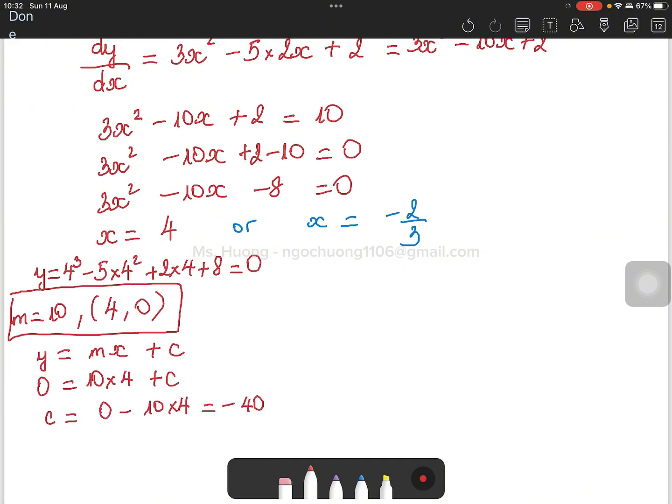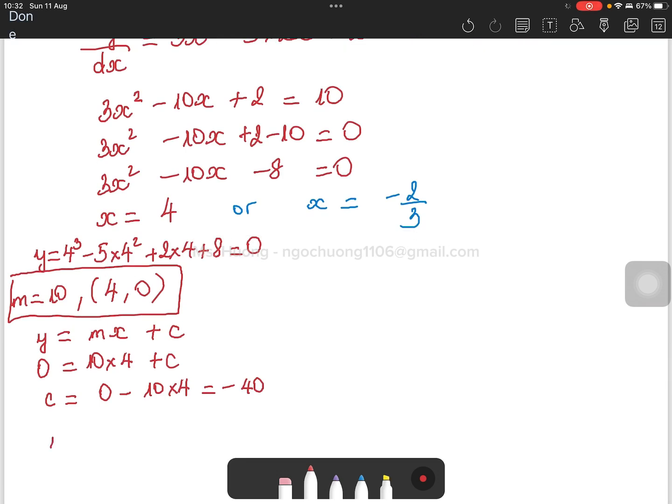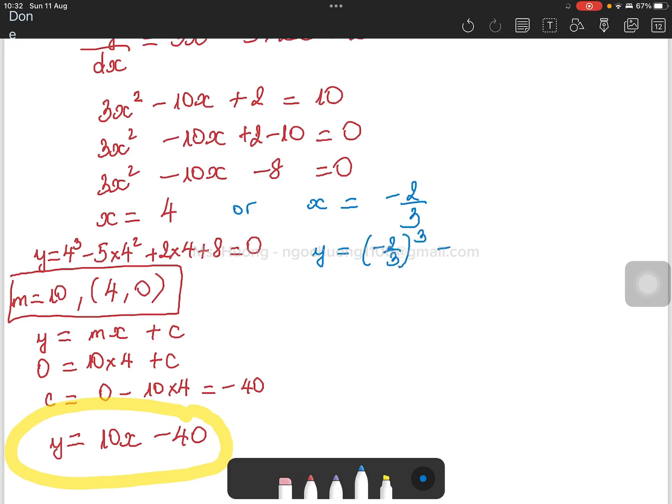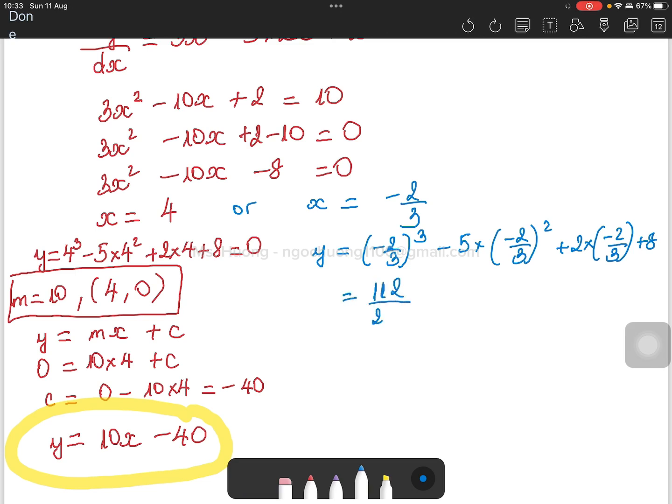So the equation of the first tangent is y equals 10x minus 40. This is the first tangent. And now let's talk about the second tangent. If x is negative 2/3, then y is equal to negative 2/3 cubed minus 5 times negative 2/3 squared plus 2 times negative 2/3 plus 8. And this is equal to 112 over 27.